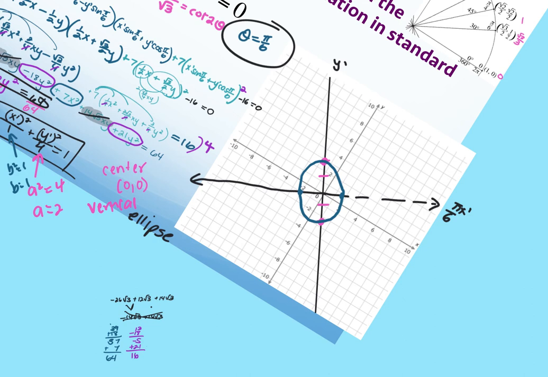So, when I check this answer, obviously I'm giving you points for the angle. I'm giving you points for the equation. Then comes all the other stuff. What the center is, what your A and B are, and then your graph.